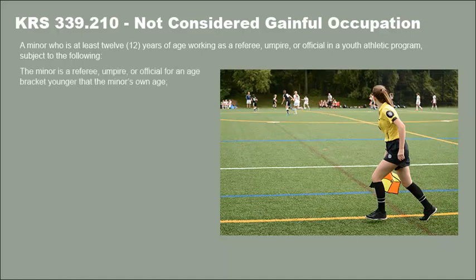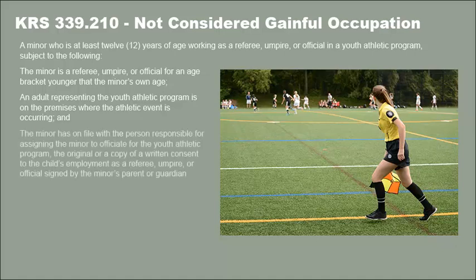The minor is a referee, umpire, or official for an age bracket younger than the minor's own age. An adult representing the youth athletic program is on the premises where the athletic event is occurring. The minor has on file with the person responsible for assigning the minor to officiate for the youth athletic program the original or a copy of a written consent to the child's employment as a referee, umpire, or official signed by the minor's parent or legal guardian.